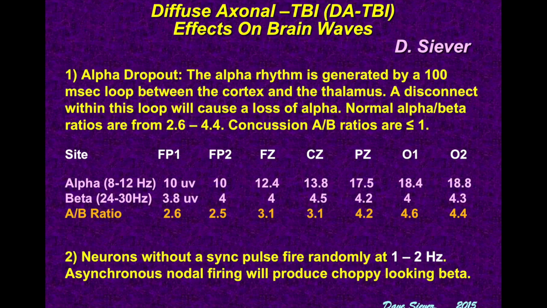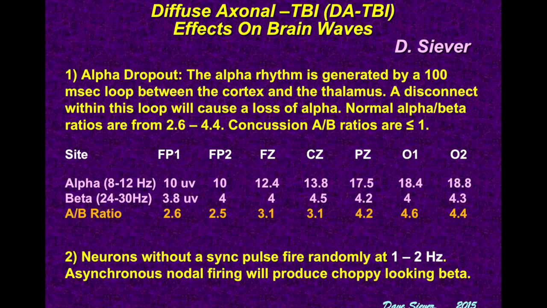So this here is taken from a database, and what we can see in this picture, just showing you different sites over the head: FP1, FP2 are in the forehead, FZ, or Fz as Americans call it, and CZ, down the midline, more towards the top of the head. Parietal, PZ, more towards the back center, then O1, O2 are visual centers in the back.